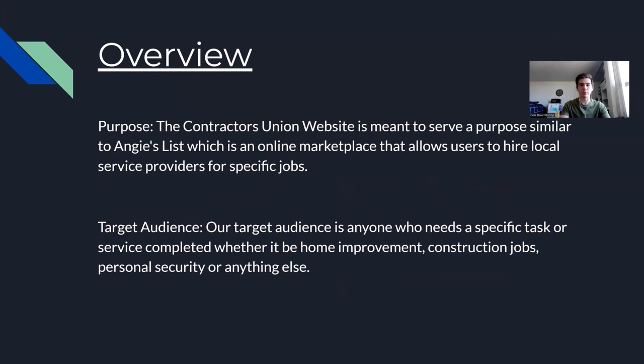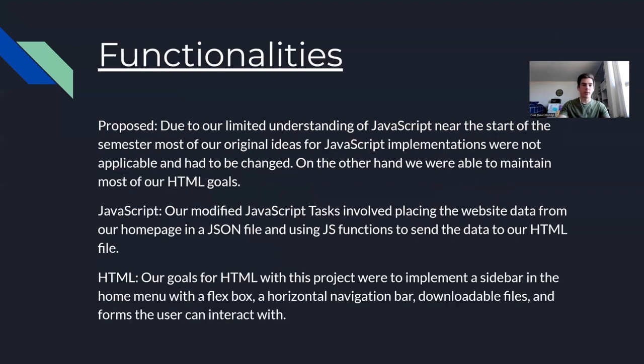So our target audience would be anyone who really needs a service that our website can provide. Some of the functionalities. Near the beginning of the semester, we had less of an understanding of JavaScript, so that led to us not quite knowing the direction the class would go in. But as the class moved forward and we did more activities in JavaScript, we changed our goals to be more in line with that. So as you can see here, our JavaScript goals are to take data from a JSON file and use JavaScript functions to pipe it into our HTML file.